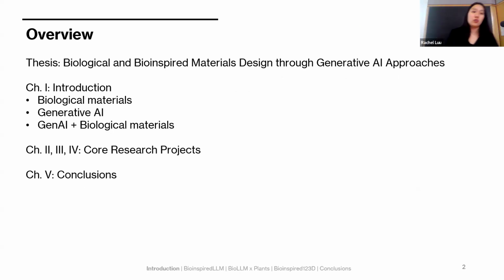So just as a quick overview of what we're going to talk about for the next 45 to 50-ish minutes. I'm going to do a brief introduction into what biological materials are, what's Gen AI, why biomaterials in Gen AI, and then I'm going to hop into 3 core research projects for the next 3 chapters, and then I'll wrap up with just a really brief conclusion.